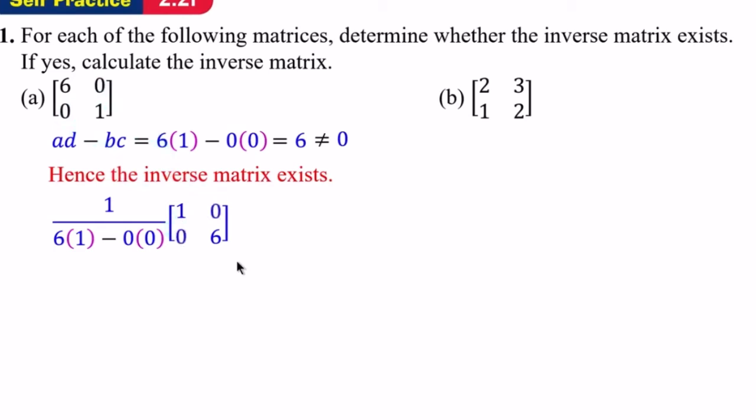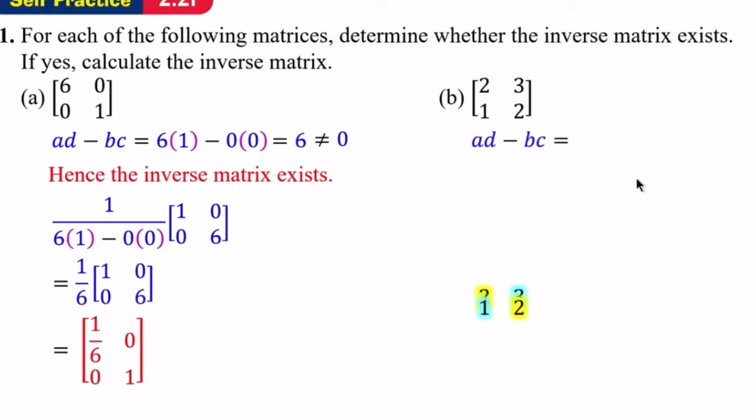We don't have to worry about 0. So the answer is 1 over 6, 0, 0, 1. That is a so-called singular matrix.